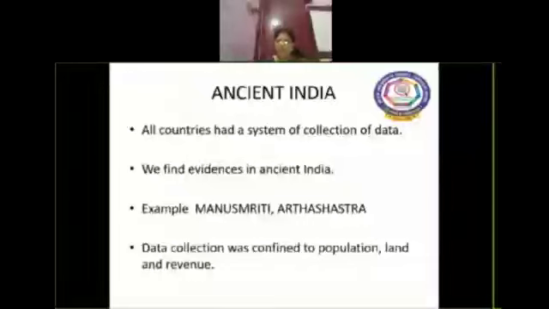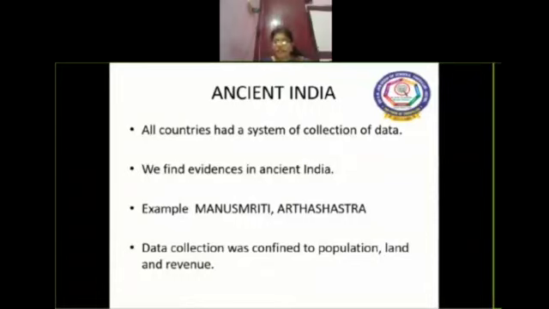So, historically, all countries had a system of collection of data. There are records to show that ancient Egyptian governments collected data on population and wealth, and similarly Rome conducted a census in 435 BC. So we have a lot of evidence of collection of data in ancient India, for example, Manusmriti and Chanakya's Arthashastra. These are some examples of this.